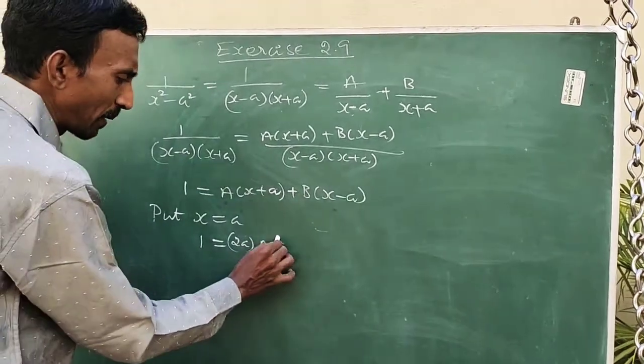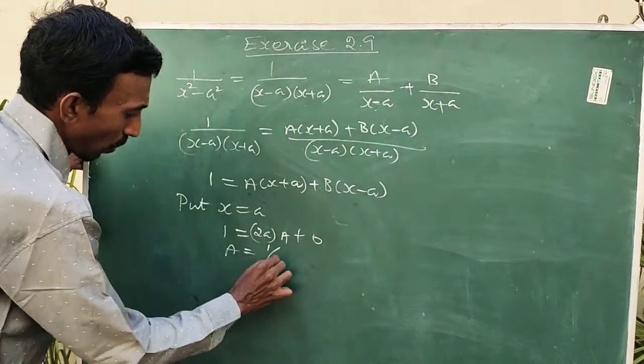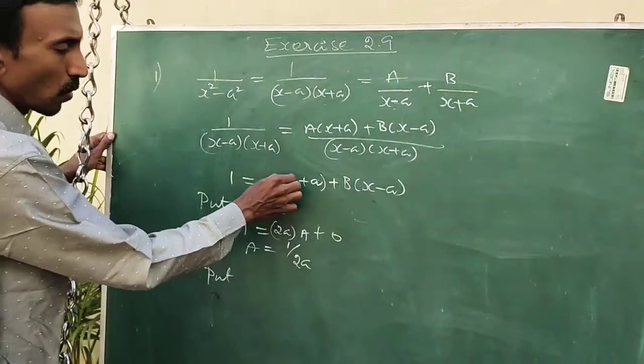So the second term becomes 0. 0 into b is 0. So a equal to 1 by 2a. Okay. Similarly, make this one as 0.